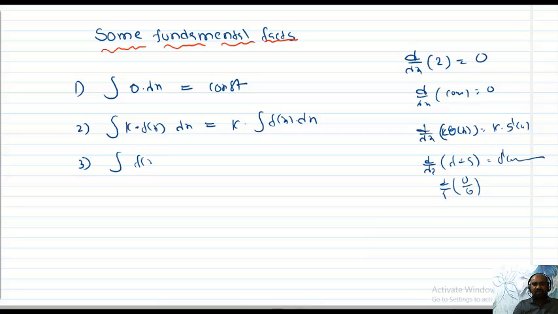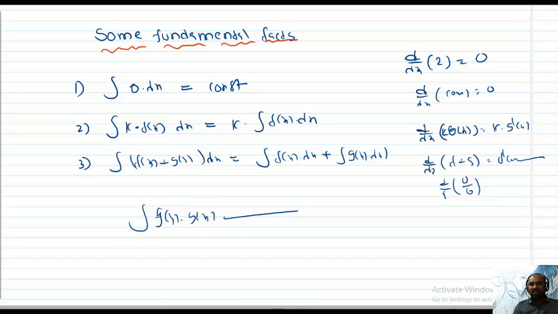Integration of f of x plus g of x with respect to x is the same as integration of f of x dx plus integration of g of x dx. Actually, integration of f of x into g of x, what happens, we will discuss later. The integration by parts concept we'll discuss at last. Okay, I am just explaining some fundamentals. Integration of 0 is a constant, integration of k into f of x is nothing but k into the integration of f of x, and integration of f of x plus g of x dx equals integral f of x dx plus integral g of x dx, like that.